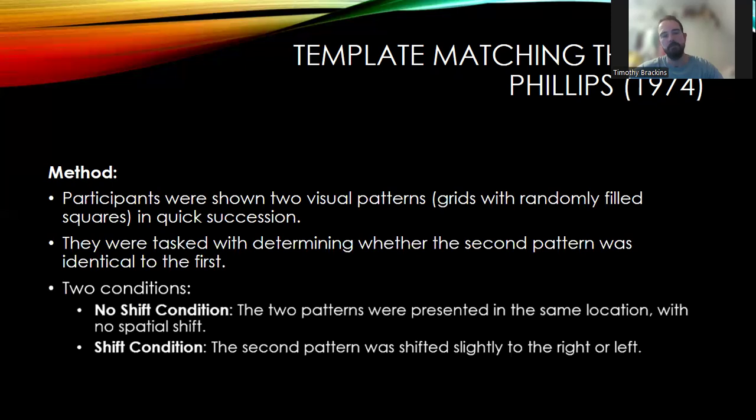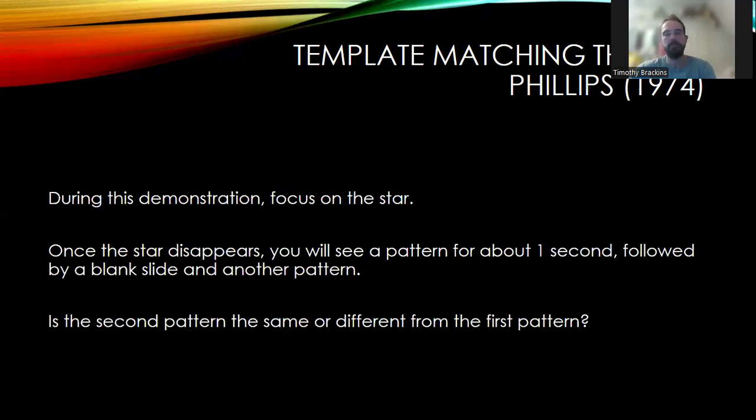So our two conditions were the no shift condition. This is where the patterns were presented in the same location with no spatial shift. The shift condition, the second pattern was shifted either slightly to the right or the left. So what they were doing is they were trying to understand whether participants who were shown these two visual patterns, whether or not the template mattered. So is it in the same place or a different place? So let's actually walk through it. It'll be easier to walk through it than explain it.